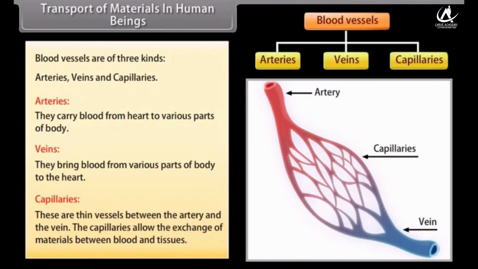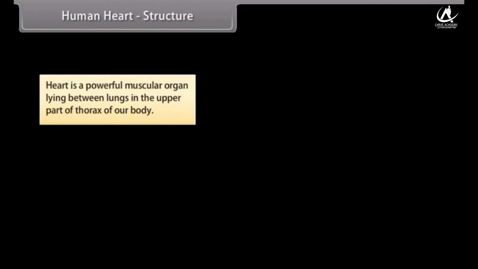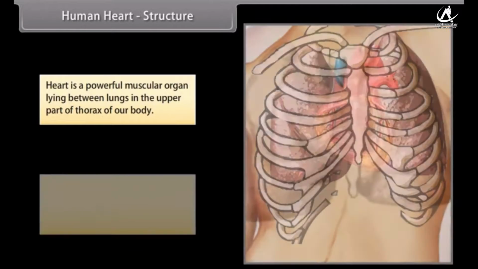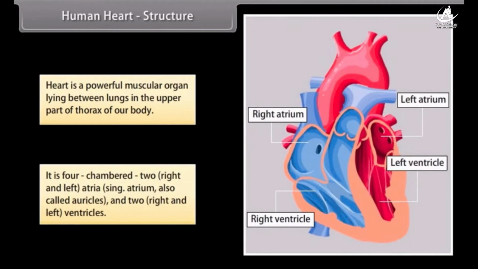Human heart. Structure. Heart is a powerful muscular organ lying between lungs in the upper part of thorax of our body. It is four-chambered, two right and left atria, atrium, also called auricles, and two right and left ventricles.